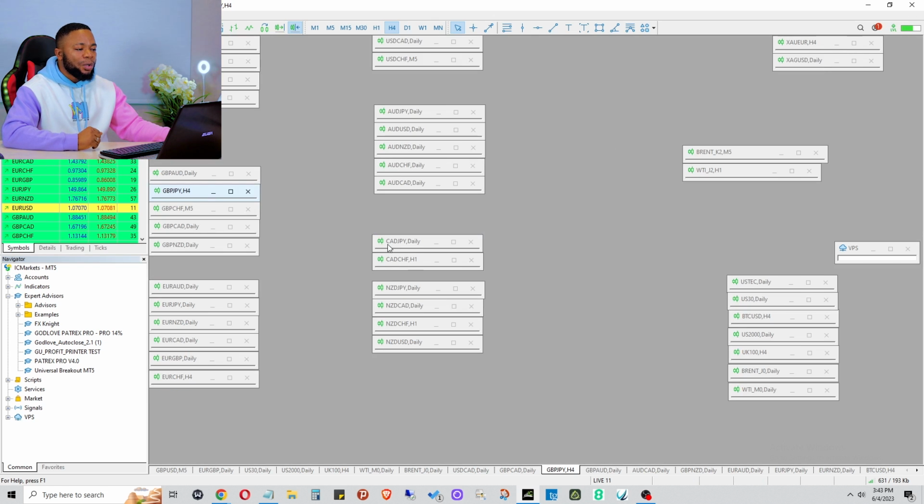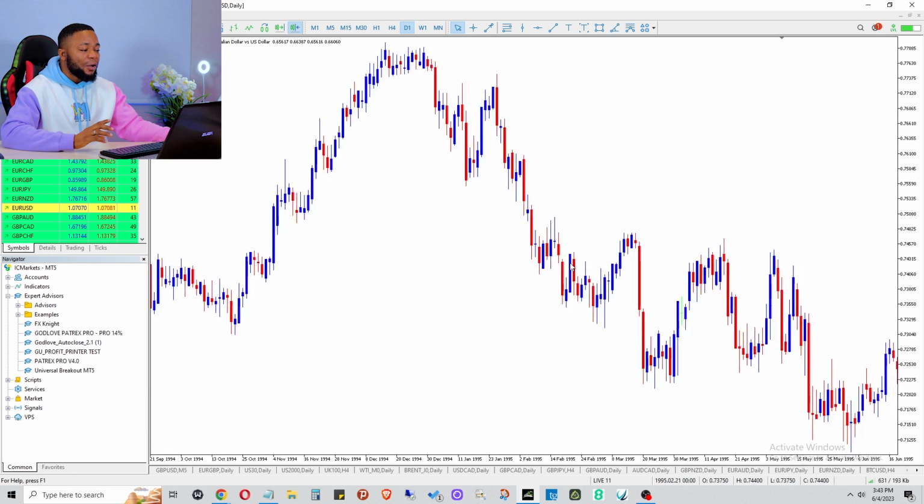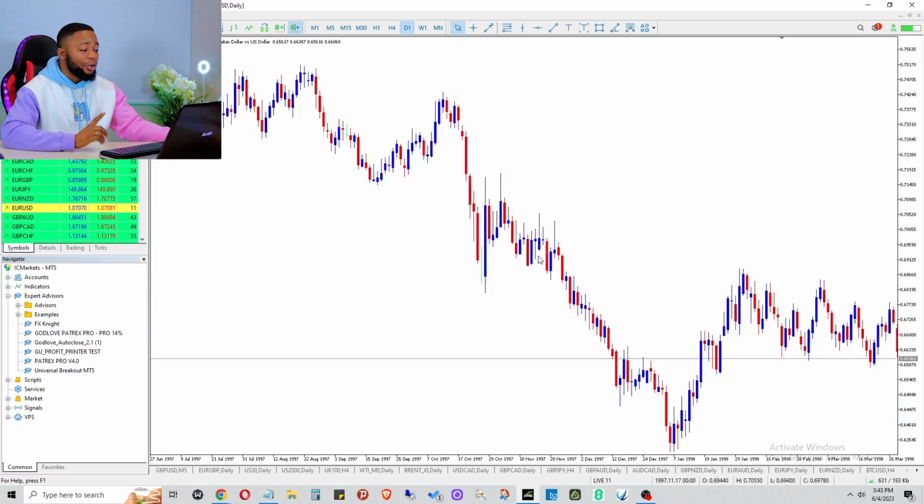Let's go to another good setup that I saw on AUDUSD. All right, AUDUSD. There were still some very good setups that I saw on AUDUSD.